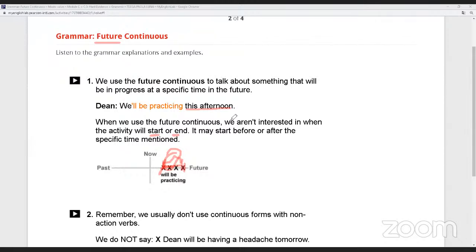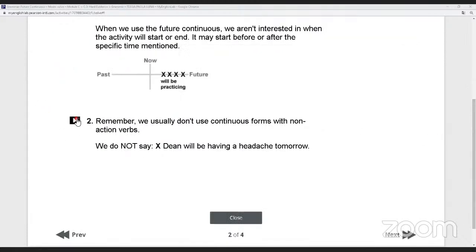So, okay, do you have any question until this point? No, miss, everything is okay. Great. Let's continue with point number 2.